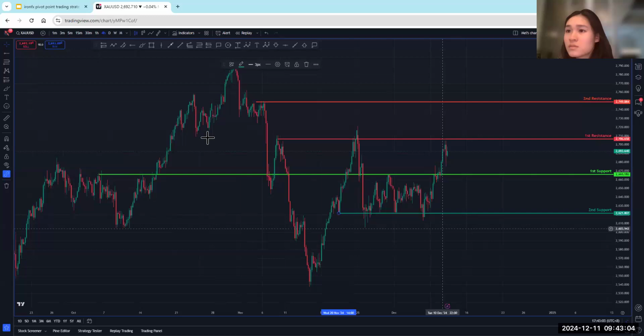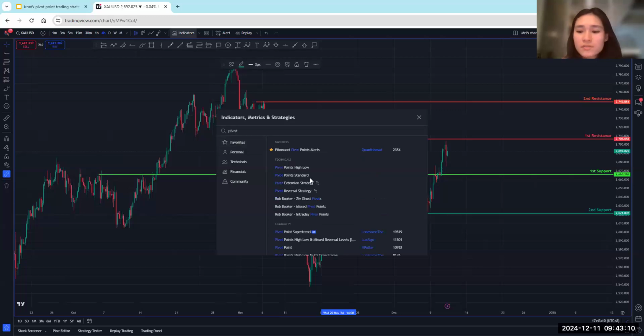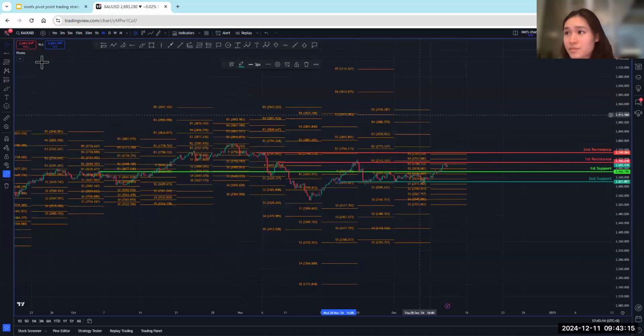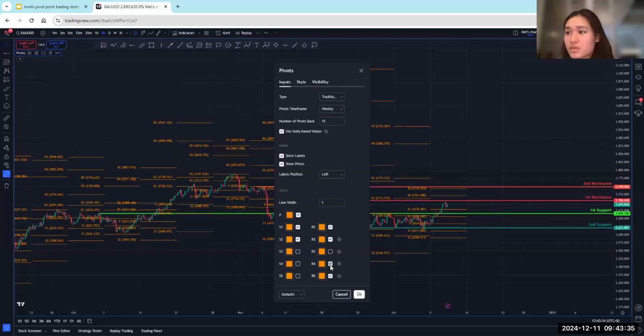Okay. Now going in with our indicators again, I'm just going to look at our pivot points. So now that we're looking at the H4, instead of monthly like earlier, we are going to look at our weekly time frame. And again, I'm getting rid of the other levels.